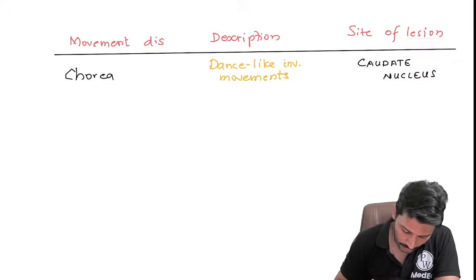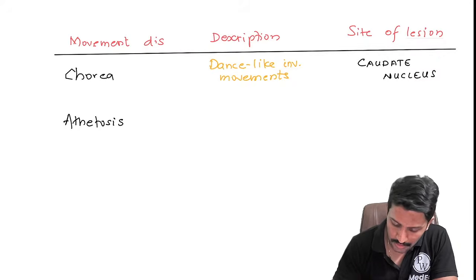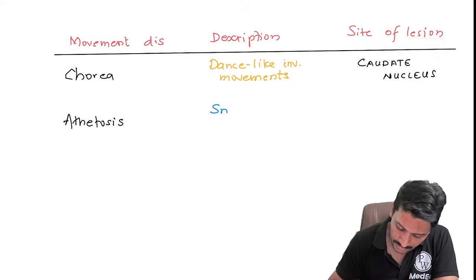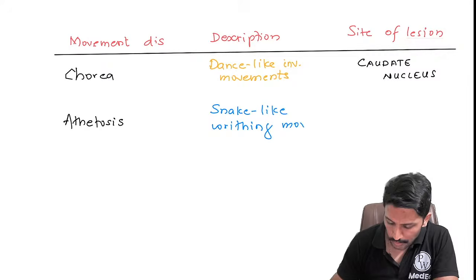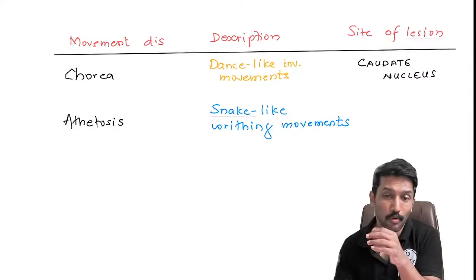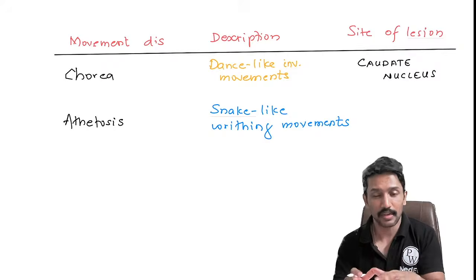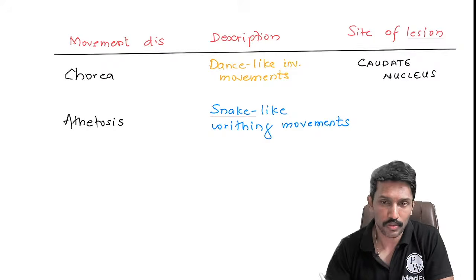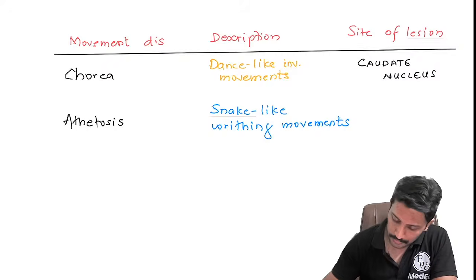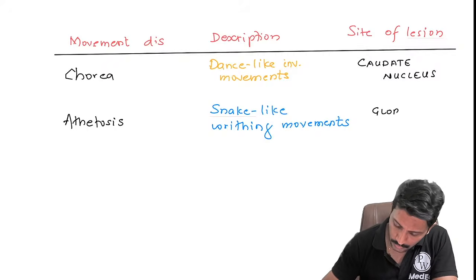The next one is athetosis. The usual description of involuntary movements here is snake-like movements or writhing movements. Snake-like writhing movements. So the words that I'm mentioning here are the buzzwords. So if you see a question on movement disorder which is talking about dance-like involuntary movements, you know it is about chorea. If it is talking about snake-like or writhing movements, it is about athetosis. And it is due to lesions in the globus pallidus or putamen.